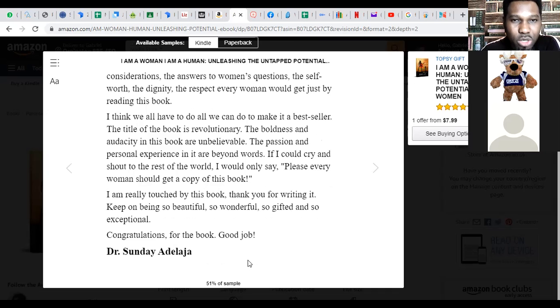Okay, the consideration, the answers to women's questions, the self-worth, the dignity, the respect. So he's just praising the book, telling people about the book. And then at the end, he said, "I'm really touched by this book. Thank you for writing it. Keep on being so beautiful, so wonderful, so gifted, and so exceptional. Congratulations for the book. Good job." And then he put his name, Dr. Sunday Adelaja. So anybody who reads this, you say, "Oh, Dr. Sunday Adelaja said this about your book, then we must read this book." You get?